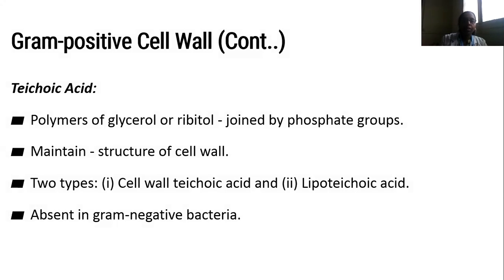There is also teichoic acid, which is a polymer of glycerol or ribitol joined by phosphate groups, and is a main structure of the cell wall. There are two types: cell wall teichoic acid and lipoteichoic acid. This is absent in gram-negative bacteria.